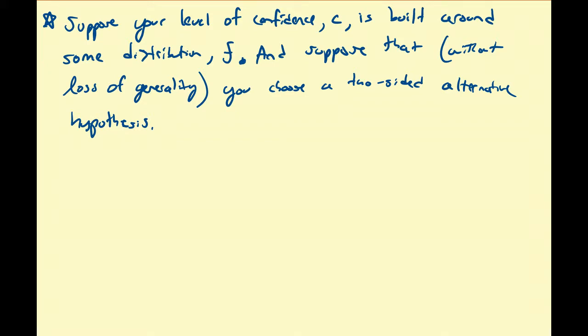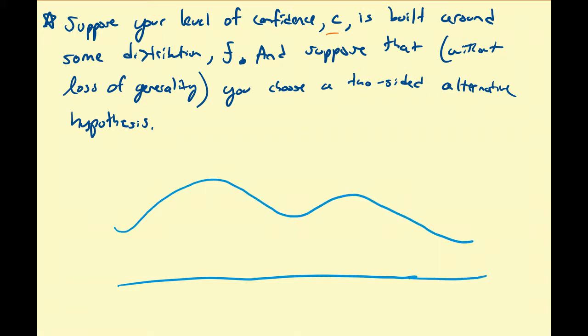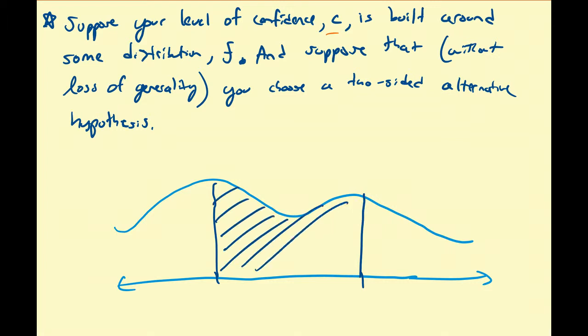Let us suppose you choose some level of confidence C, and it's built around some distribution. And let us assume that we choose a two-sided alternative hypothesis. So usually we have some picture. Sometimes it's a normal distribution, but it doesn't need to be a symmetric distribution at all. But let's assume that we have some region of confidence, and this area here is going to be C.